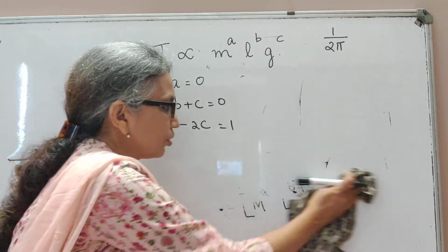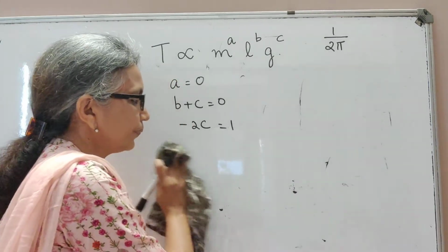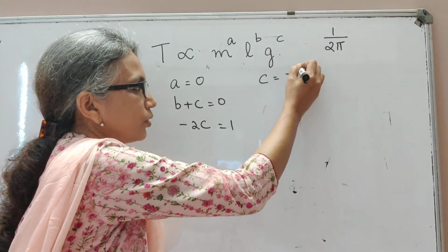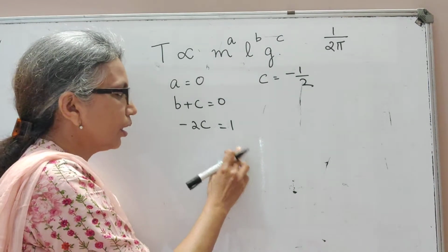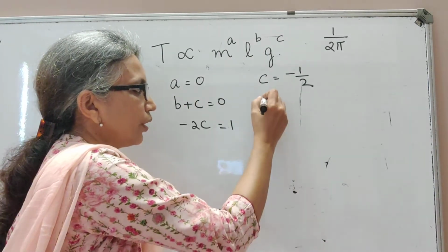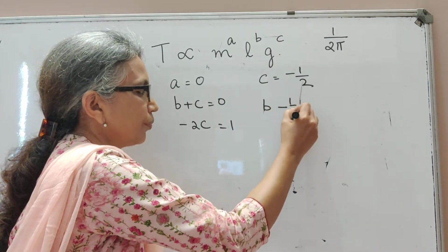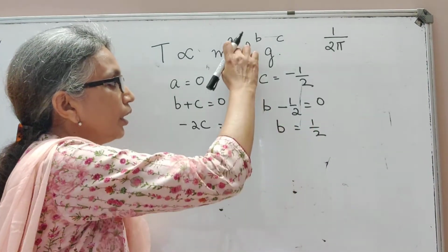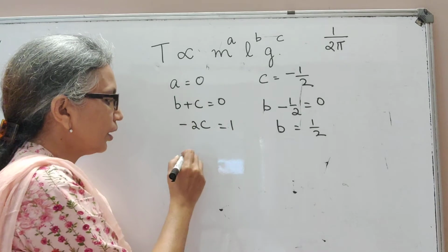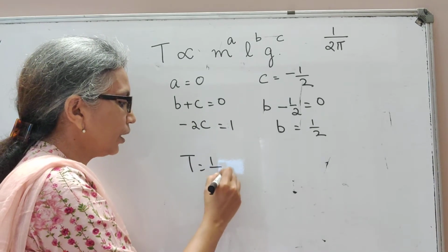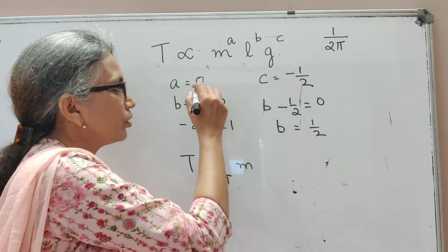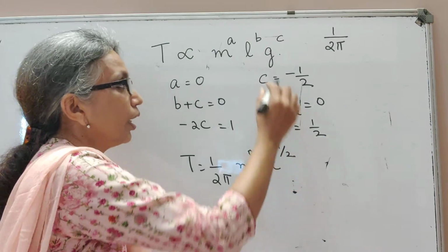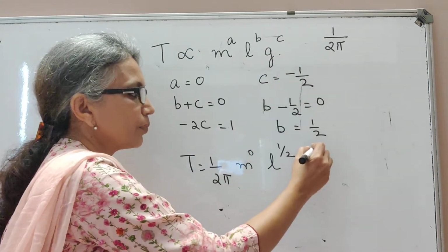So if I now solve these equations, I got A as 0, and minus 2C equals 1, which means C is equal to minus 1 by 2. I took this to the right hand side. I'm going to substitute the value of C here. So B plus C, with C as minus half, must be equal to 0, so B must be equal to half. So I got A as 0. So I'll write T is equal to 1 by 2 pi M raised to A. M raised to A is 0. L raised to B, so that is L raised to half. And G raised to C. C I got as minus half.